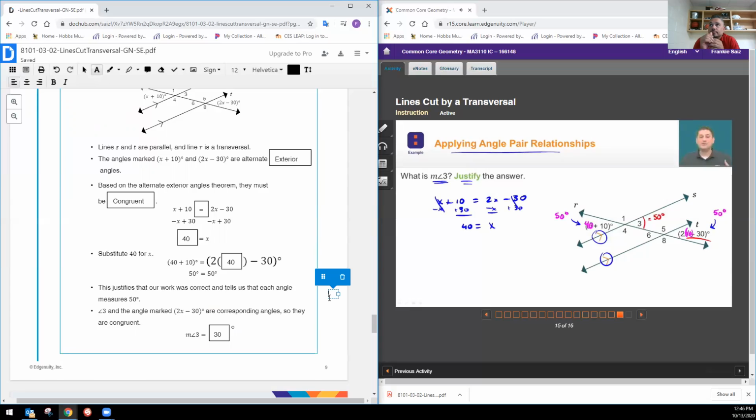Now notice this was just one way to solve this particular problem. For example, I could have taken this 50-degree angle that I found here, realized, hey, it makes a vertical angle with angle 3. So therefore, angle 3 must have a measure of 50 degrees as well.